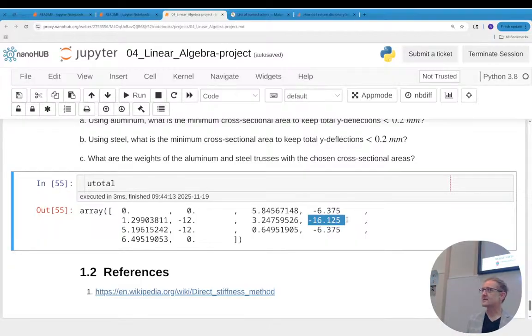What is the max displacement? So here in this case, negative 16. I want that number to be 0.2. And there's more than one way of doing this. One is just keep guessing, keep plugging in new areas until you get the right one. Another is you could set up a function where this output is subtracted from 0.2, and until it becomes 0.2, you use Newton-Raphson or some kind of method.